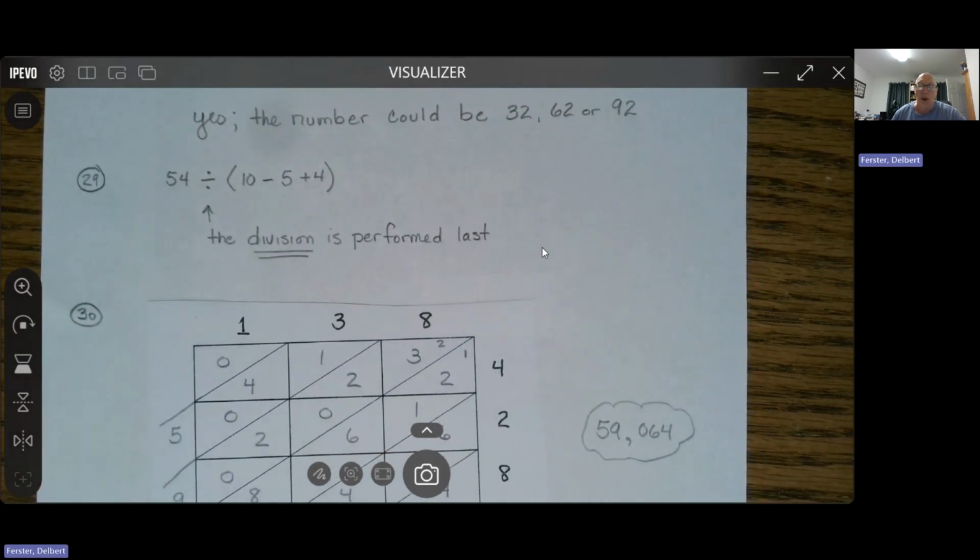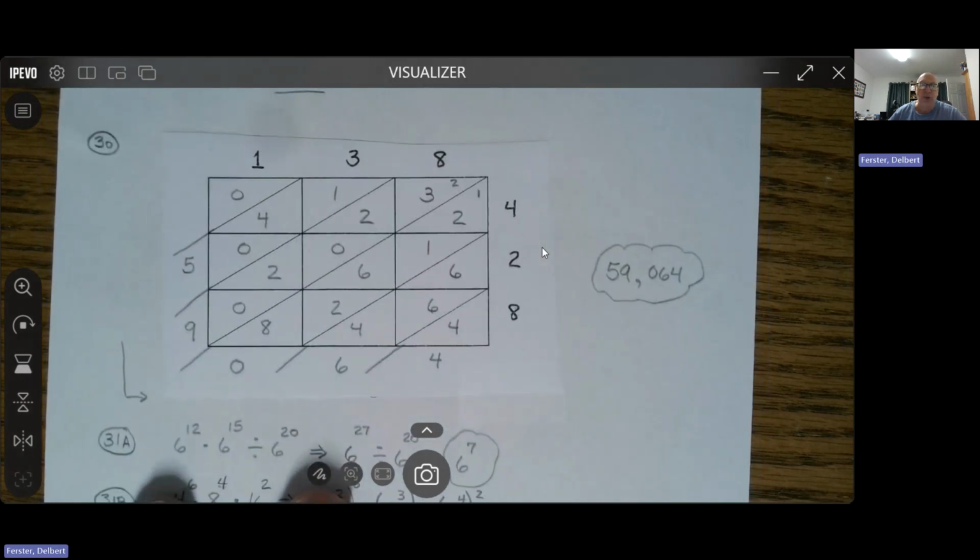29. Question says, which of those operations is done last? All right, so this is your order of operations or PEMDAS. So the parenthesis stuff has to be done first. The grouping is done first. So that means the minus and the plus are first priorities. So that means the last thing to be done would be the divide.